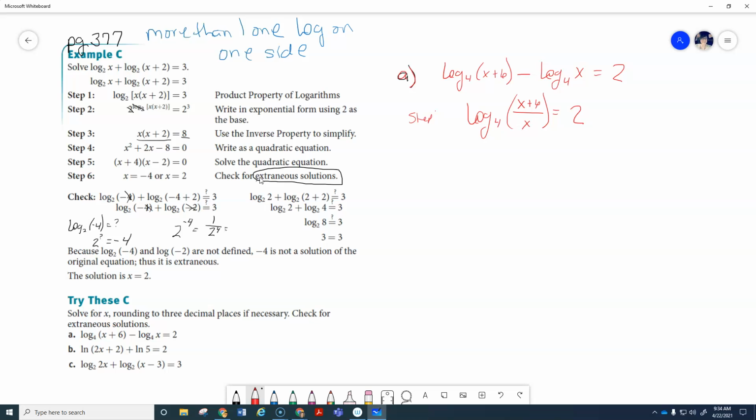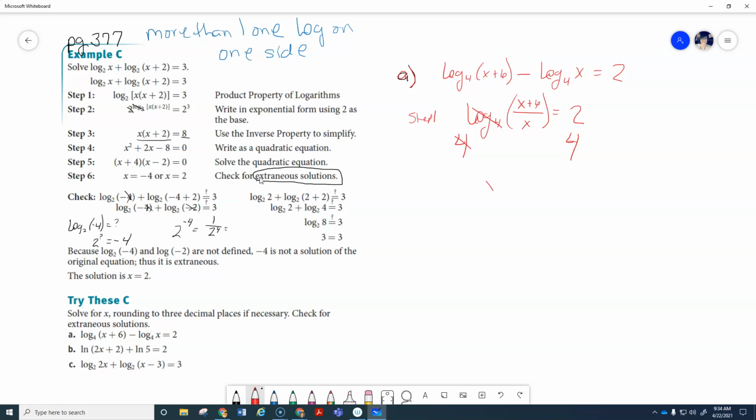And then step number 2 is, we now just have a problem that has one log. So what do we do? We make both sides have a base of 4. So this becomes 4 raised to the log base 4 of x plus 6 over x, equal to 4 raised to the 2nd power.